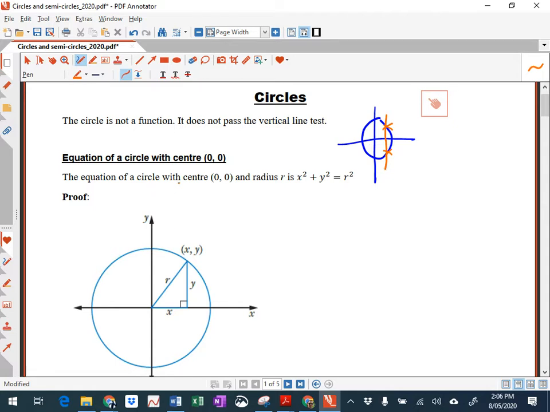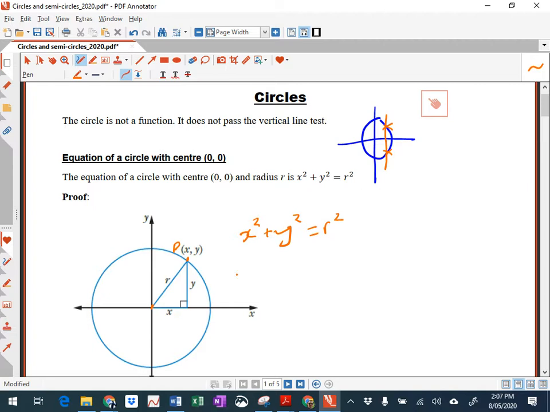Okay, now the equation of a circle with center 0, 0 and radius r is x squared plus y squared equals r squared. Now, the easiest way to prove this result is to draw a circle with center the origin. You put a point on the circle, there it is, any point, let's call it P. P is that orange point there, and you've got the center, the origin there. Now, just using Pythagoras' theorem, I can write down x squared plus y squared equals r squared.